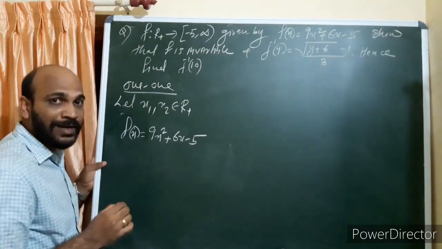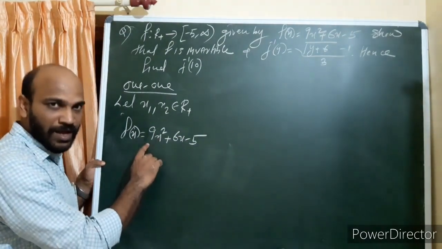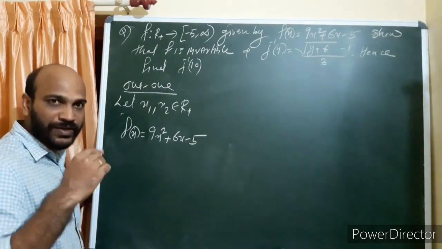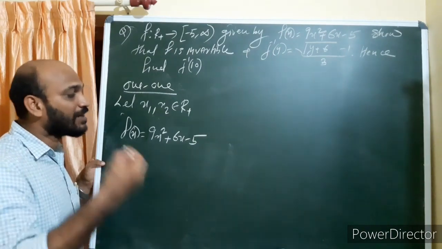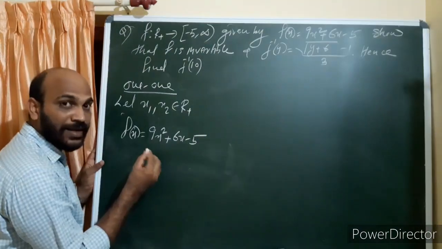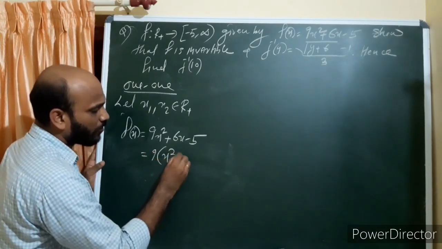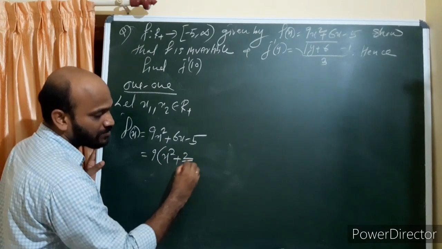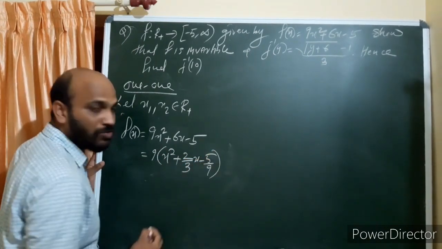So what is the completing square method? First you have to make the coefficient of x square 1. After that you have to take the coefficient of x, find half of the coefficient of x, then its square. That square number you have to add and subtract. We can take 9 as common. So 9 into x square plus 6 by 9, that is 2 by 3x, minus 5 by 9 you will get.